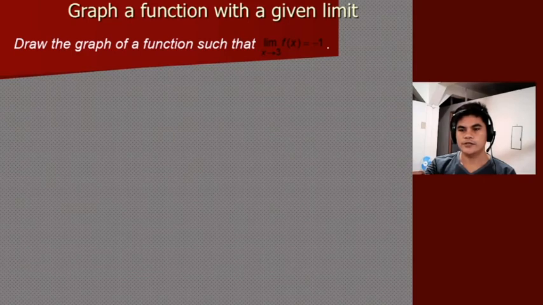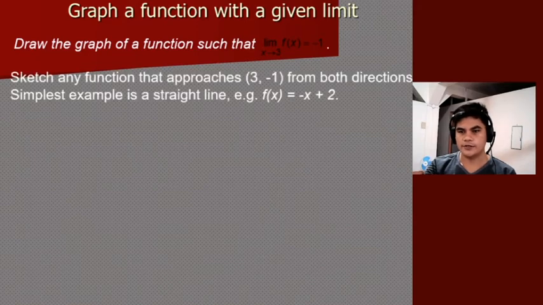Okay, I hope this example is clear here. The limit of f(x) is equal to 1 as x approaches 3. Sketch any function that approaches 3, negative 1 from both directions. The simplest example is a straight line, a function f(x) equal to negative x plus 2.